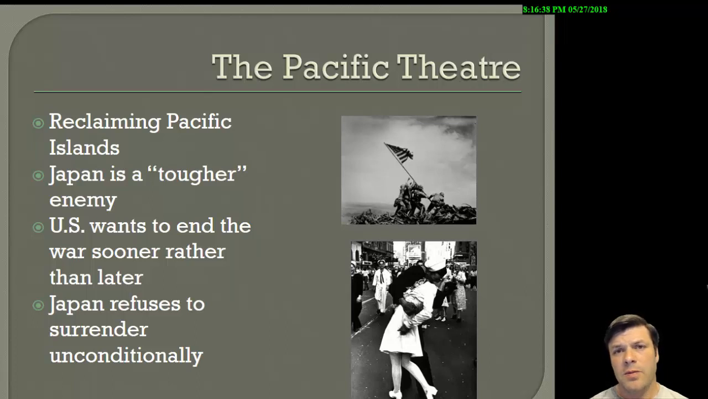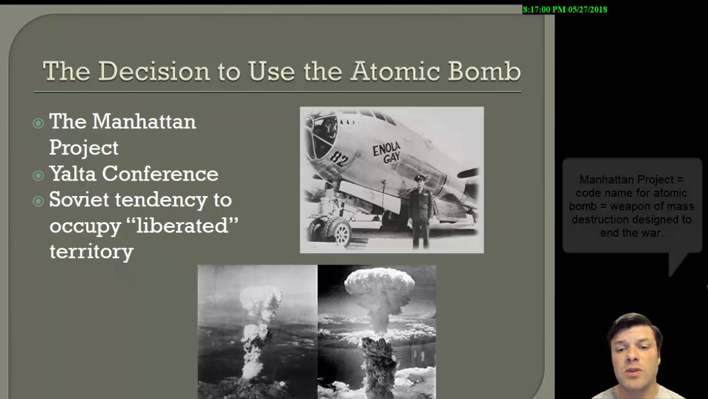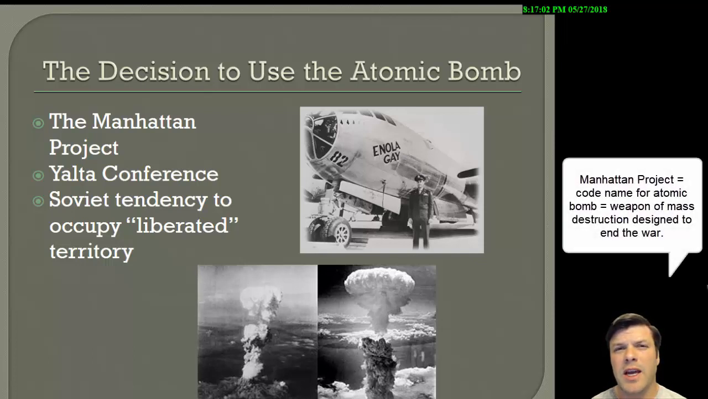The last alternative involved technology and weaponry that was being developed in the American West under the code name of the Manhattan Project. Now, for your notes, the Manhattan Project was the code name for the atomic bomb. It was a weapon of mass destruction that both the American and British governments had put a lot of time and resources into in an attempt to end the war and end the war quickly.